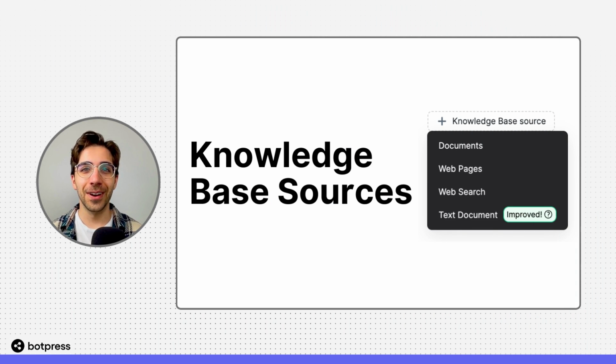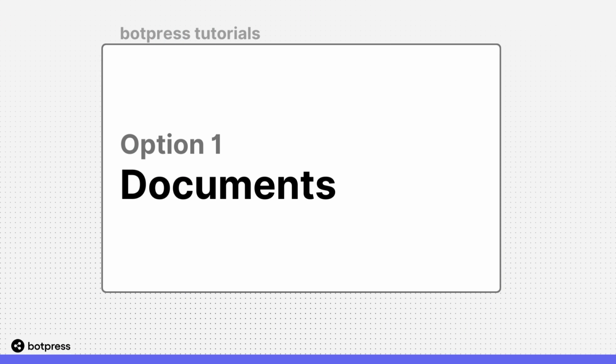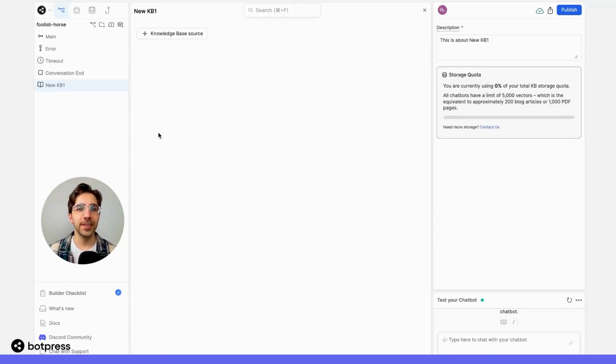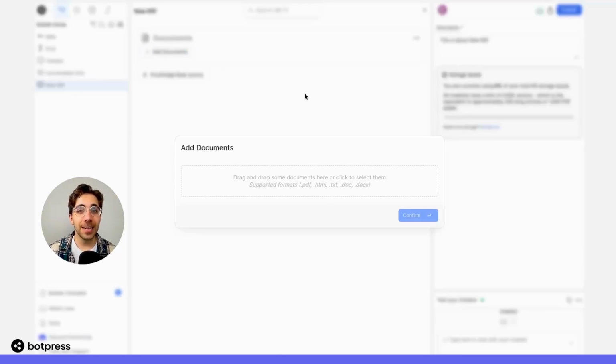In this video, I'll walk you through the different file types and formats that you can use as your bot's knowledge base. You can create a knowledge base by uploading one or more documents in file formats like PDF, HTML, text files, and Microsoft Word. This is great for things like user manuals, guides, and other long, informative documents.